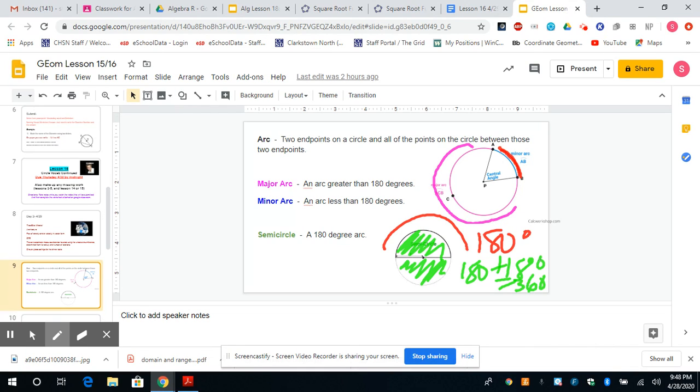So minor is small, it's less than 180 degrees, and major is larger. So when we talk about an angle, we're actually talking about this stuff in here, right? This is an angle. We use an arc, honestly, to measure an angle. So all of this would be less than 180. Think of it like a pizza pie, okay?